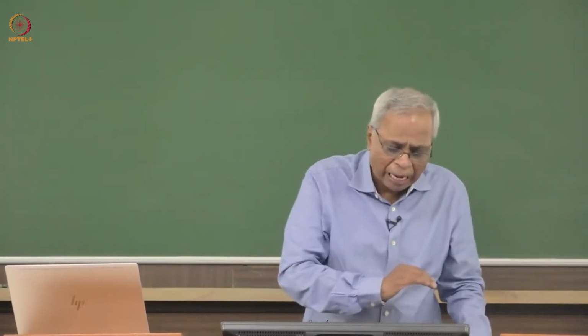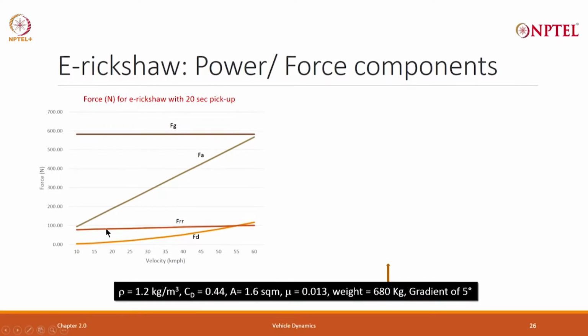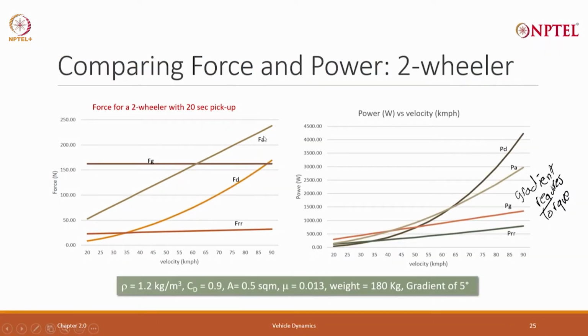Acceleration again plays a very, very important role, particularly if you want to do fast pickup up to 60 kilometer, it goes up like anything. It just keeps on increasing, depends on in 20 second what is the speed that you want to reach. If you want to reach only about 25 kilometer, it's not that bad, but if you want to reach 60 kilometer, it again requires a 600 Newton force. Here, even at 90 kilometer, you require only 250 Newtons. Here you require much more, because again mass comes in, mass plays a major role.